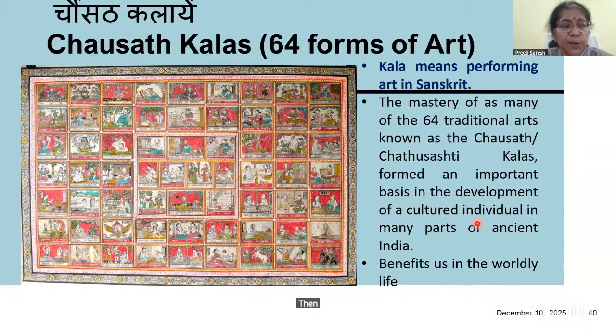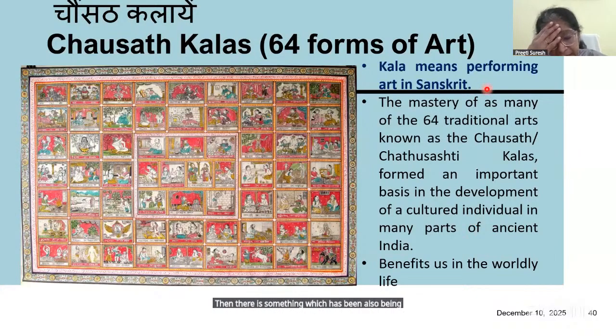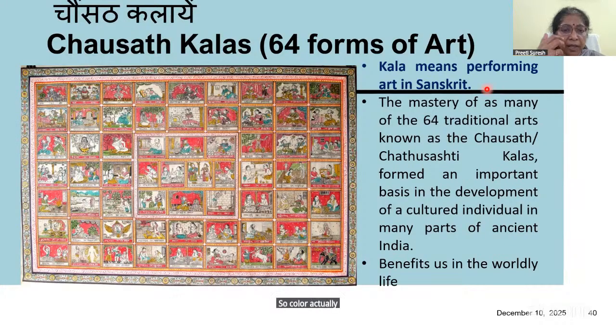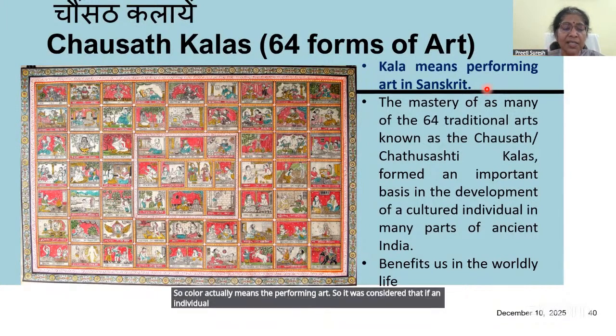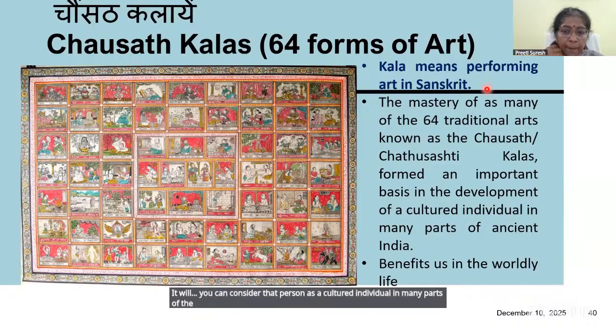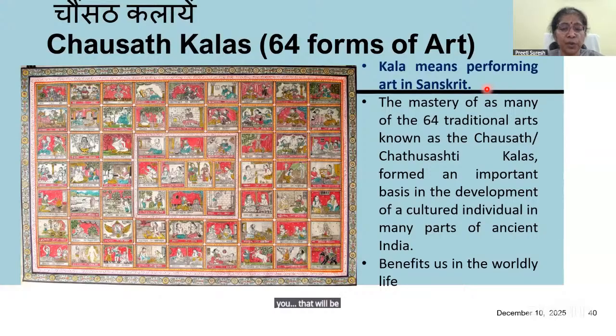Then there is something which has also been placed with considerable importance, that is the Chausath Kalayein, where Chausath means 64. So 64 forms of art. Kala actually means the performing art. It was considered that if an individual masters these 64 traditional arts, you can consider that person a cultured individual in many parts of ancient India. And these 64 forms are important because they would be useful for an individual in worldly life. So these are the Chausath Kalayein.